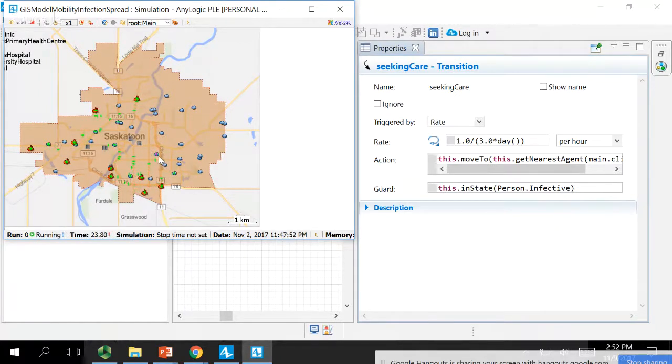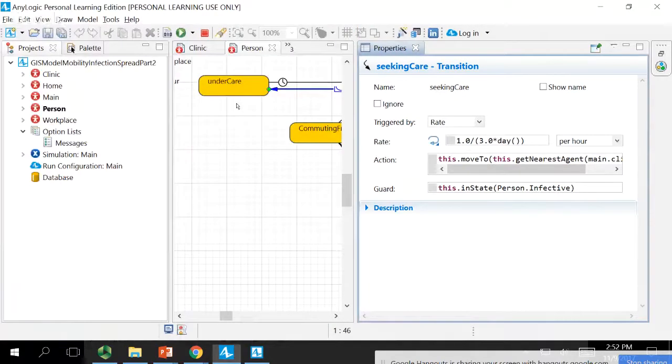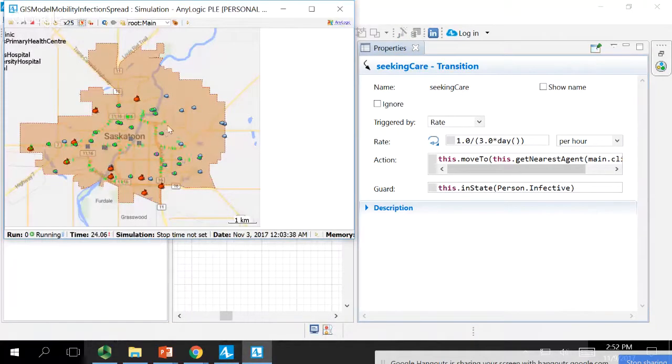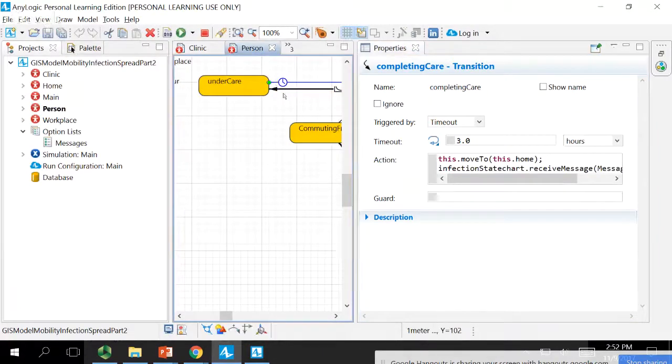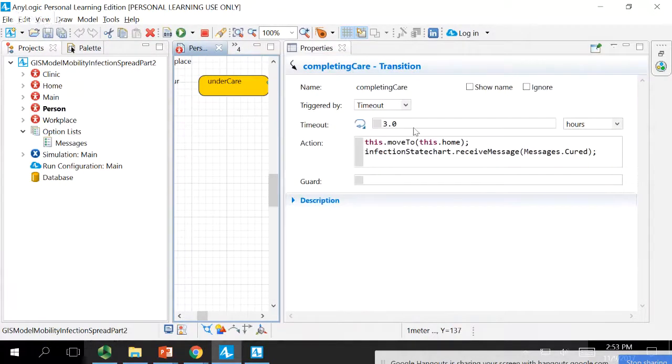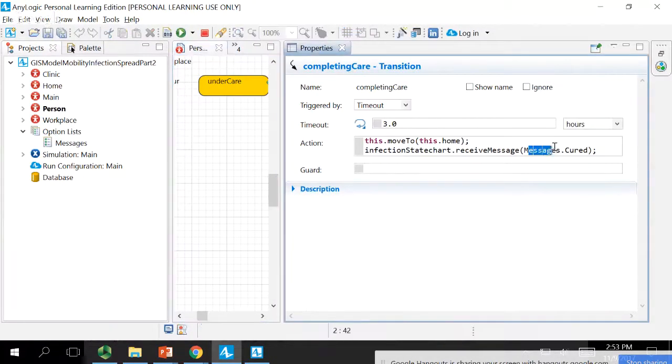Some of the individuals that are ill will, over time, decide that they require care, and they'll present for care at a clinic. So over time, some of these individuals will come into the clinic to seek care, at which point, currently, they will be cured as a result of being in that clinic for 3 hours. So that's what we've shown right now.